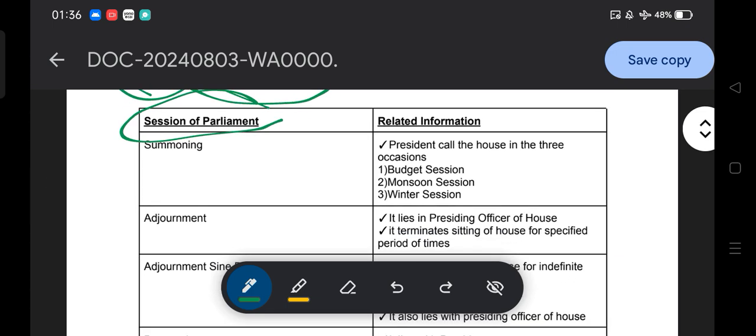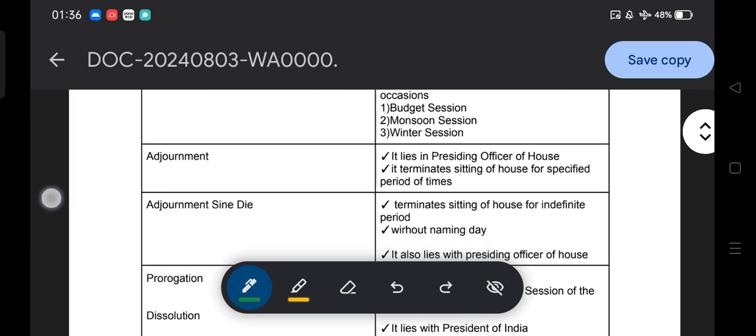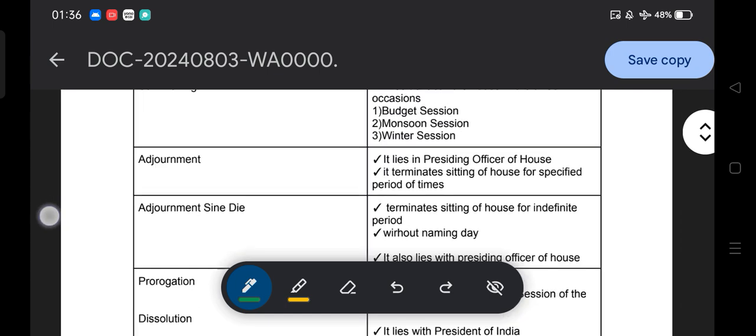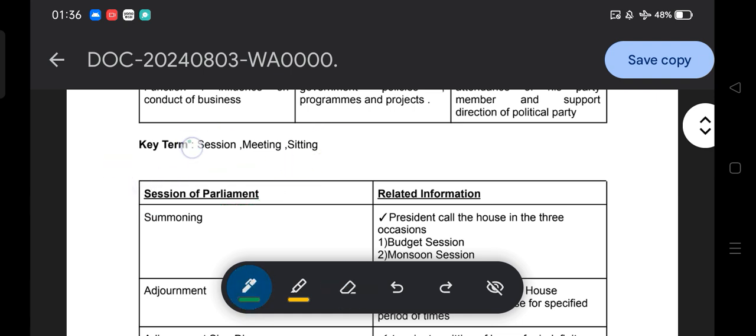Similarly, in parliament there are different sessions, like summoning, adjournment, adjournment sine die, prorogation, dissolution. So you will be confused about what these things are. I know you will be confused, but first we need to understand the key terms: what is a session, what is a meeting, what is a sitting. This needs to be understood for understanding the sessions of the parliament.